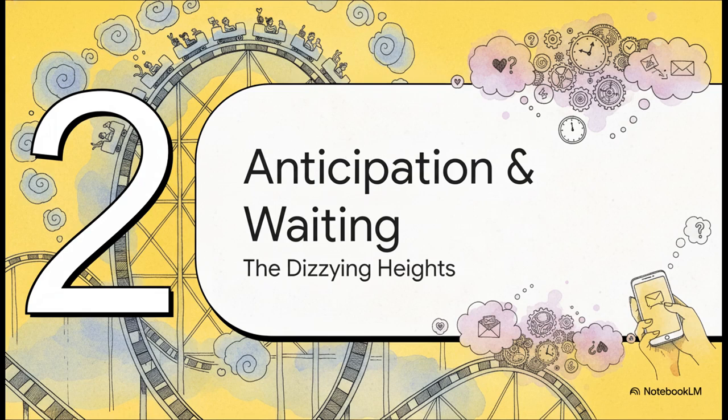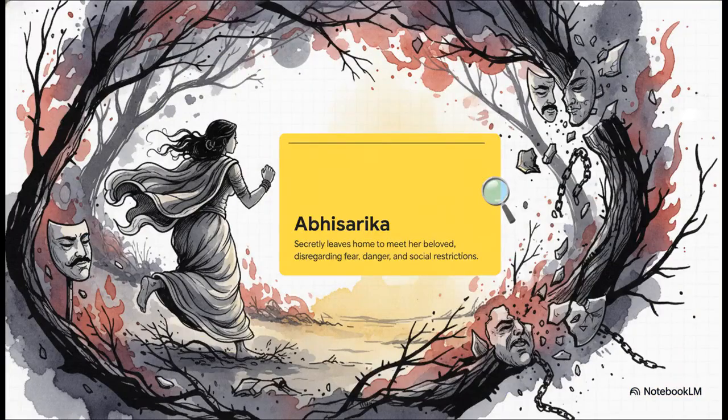Moving right along to Section 2, Anticipation and Restless Waiting, the Dizzying Heights. Let's look at how this journey builds into those incredibly relatable phases of anxious expectation. You know the feeling. This is where the emotional roller coaster really leaves the station. We kick things off with the Absarika state. This represents that raw, visceral courage born from a deep passion that just completely overpowers any hesitation.